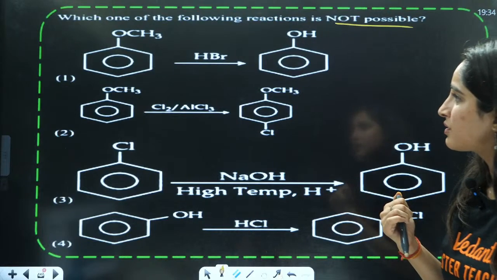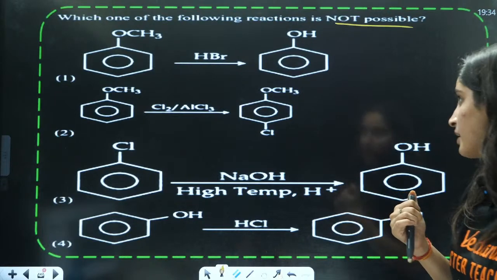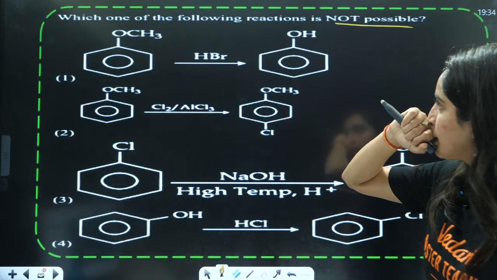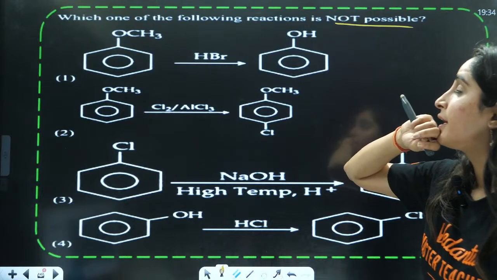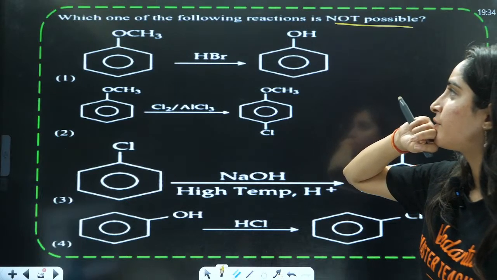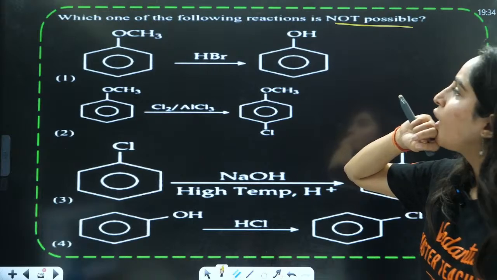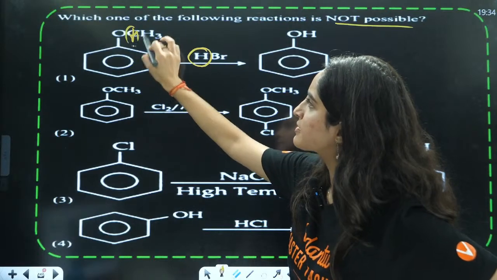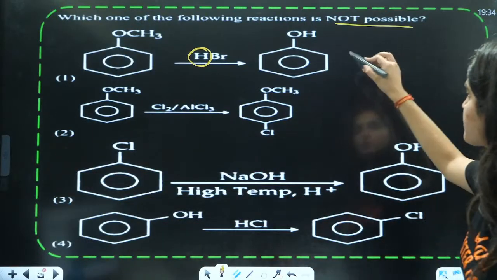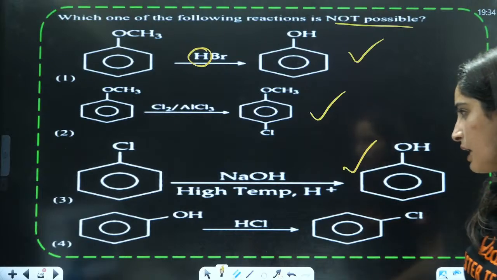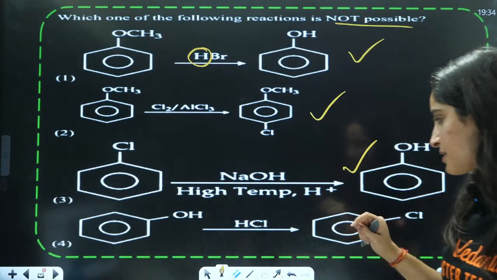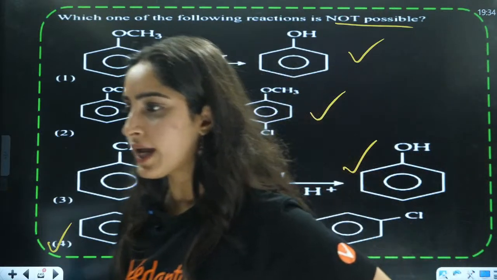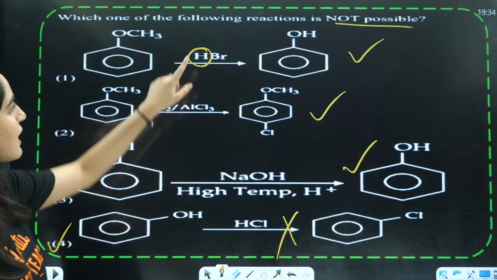Toluene with HBr. Wait, this is anisole with HBr. Positive H, Br negative. So basically this H positive is going to get replaced here. Yes, that is possible. But this phenol with HCl is not possible. So D will be the correct answer.